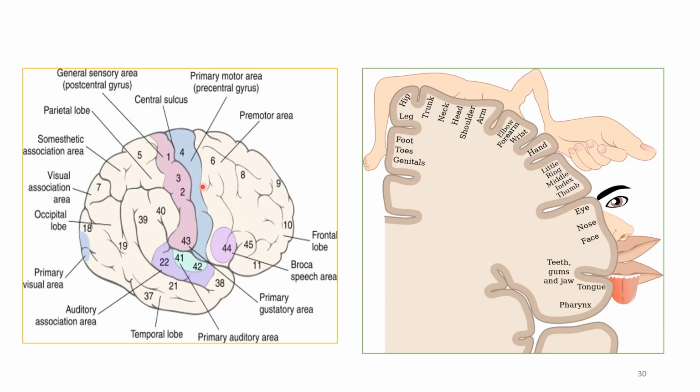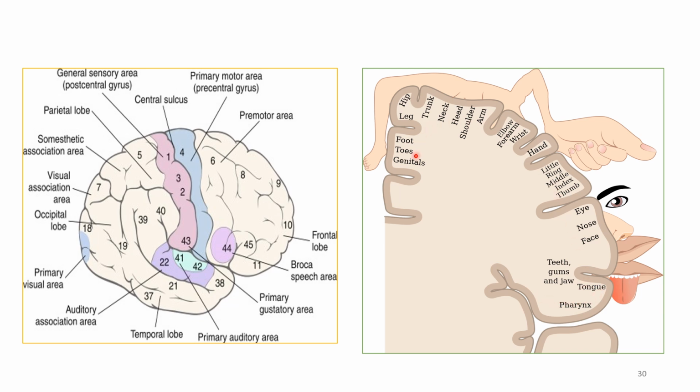Here you can see is the central sulcus. This is the frontal lobe. This is the primary motor area, that is area number 4. This is the premotor area. This is Broca's speech area. So here and here our body will be represented like this.